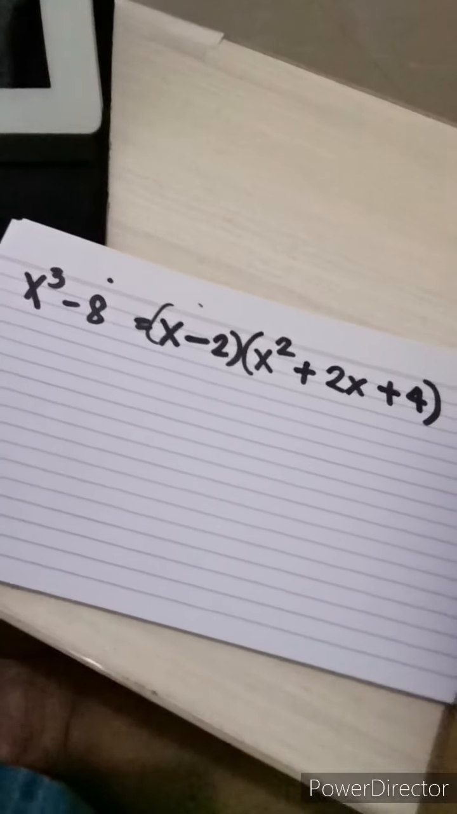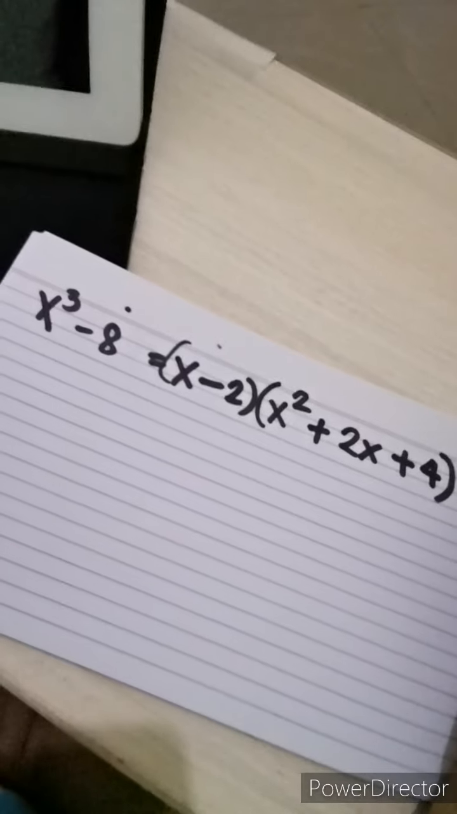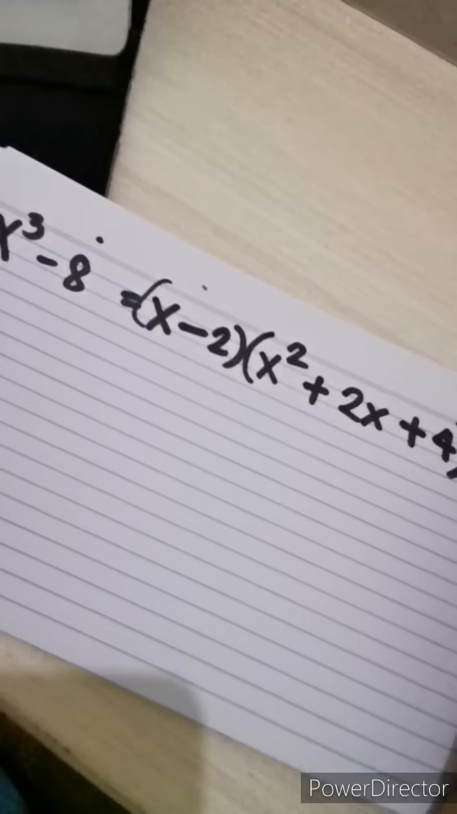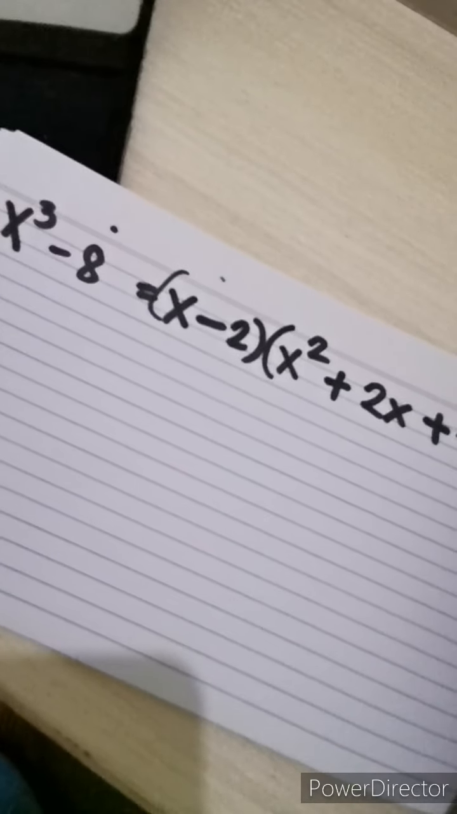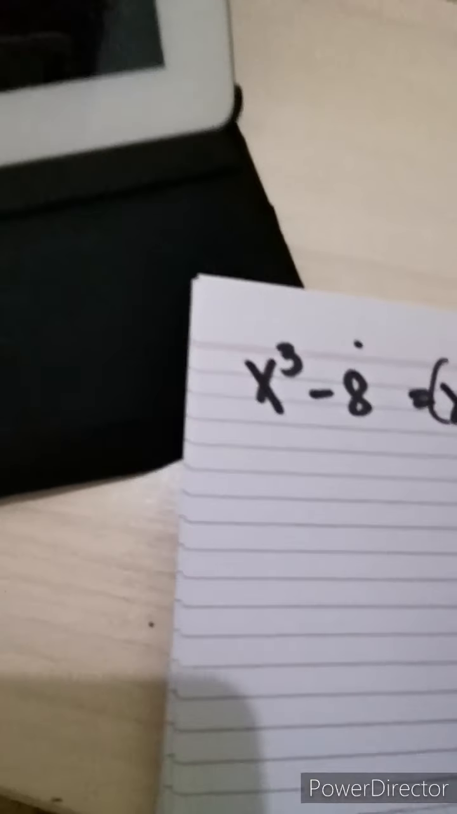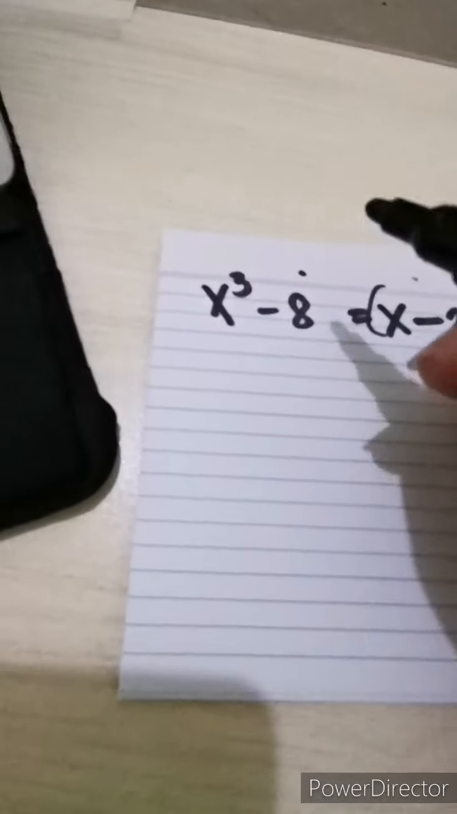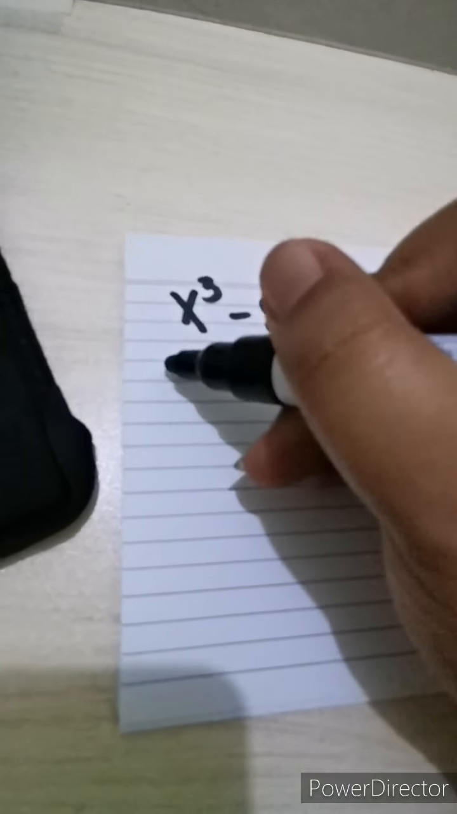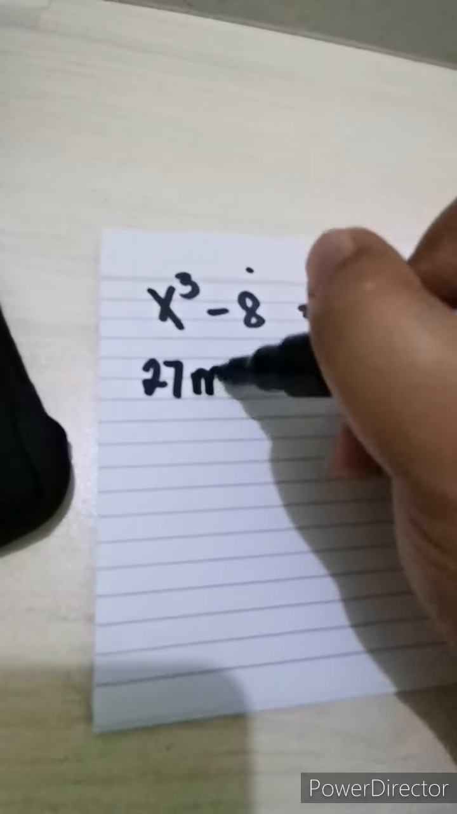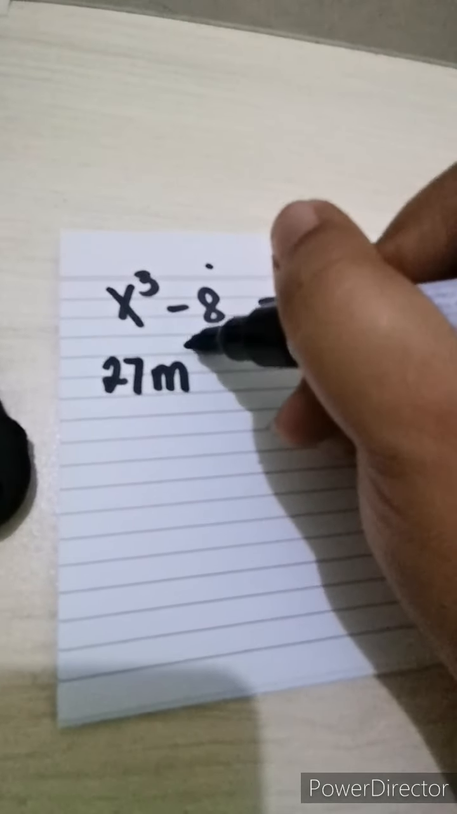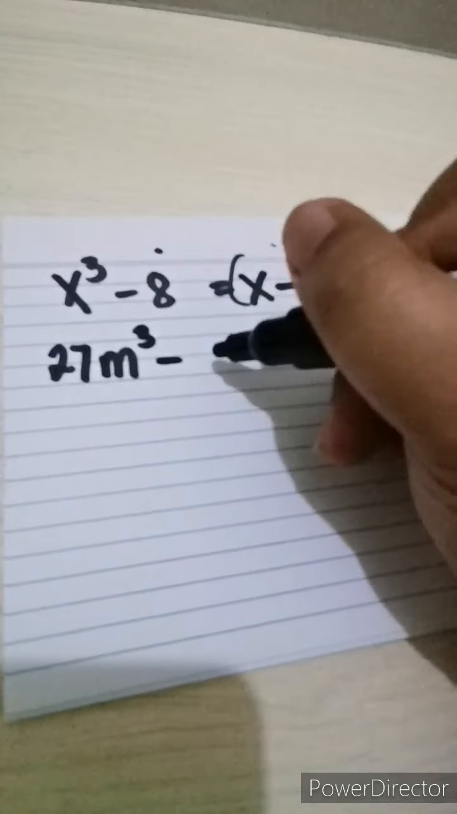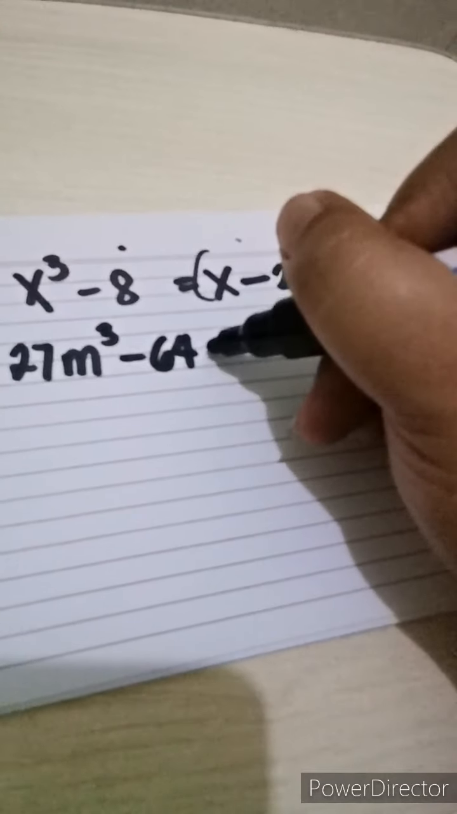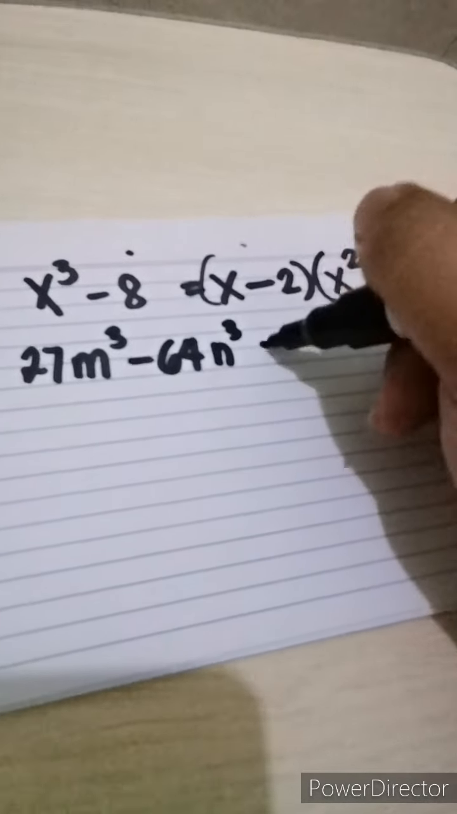So, ang factors natin, x minus 2 times x squared plus 2x plus 4. So, pag minultiply mo yan, ang lalabas dyan is yung x cubed minus 8. Okay, another. Kuha naman tayo ng may numbers. For example, 27m cube minus 64n cube. Okay.